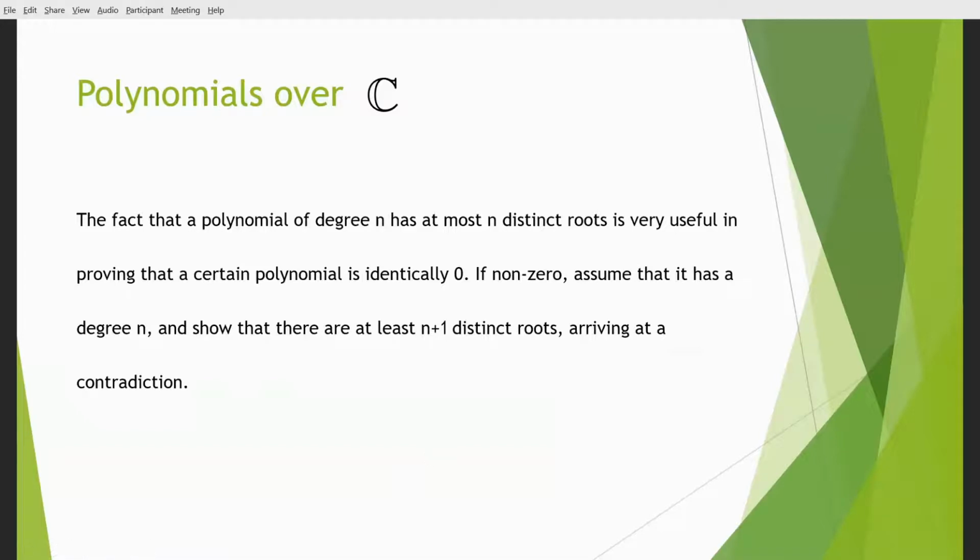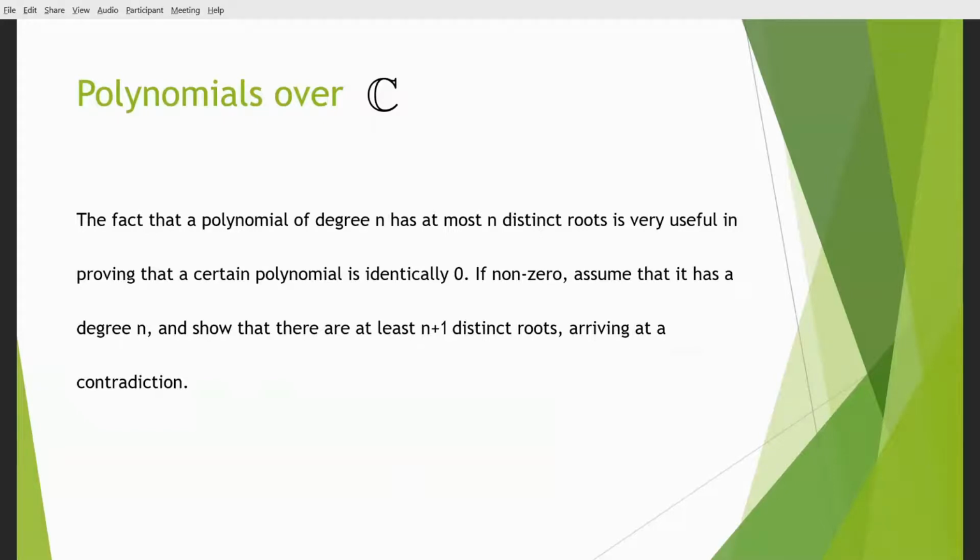The fact that a polynomial of degree n has at most n distinct roots. Now, at most n distinct roots because there are n roots with repetitions. So if there are, say, k distinct roots, then with repetitions there will be, let's say, k plus l roots, and that k plus l is equal to n. So k is at most equal to n. So a polynomial of degree n has at most n distinct roots, and this fact is very useful in proving that a certain polynomial is identically equal to 0.